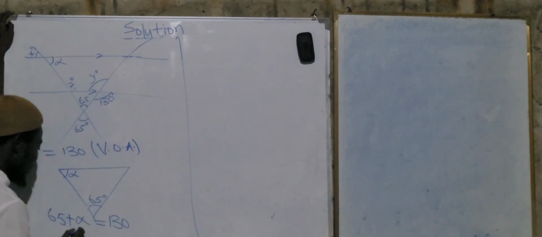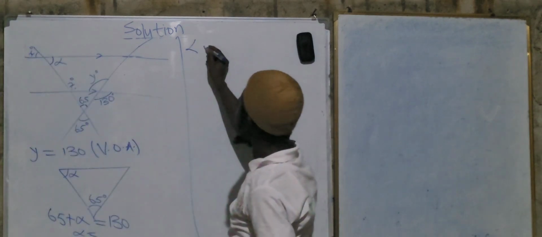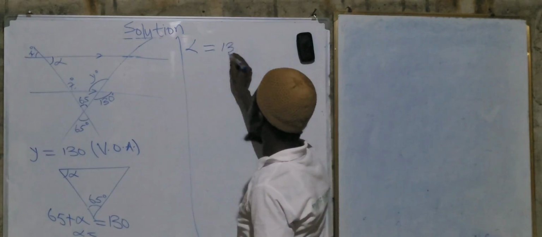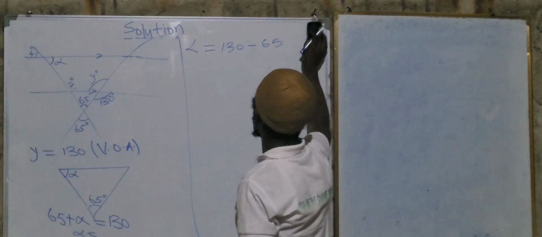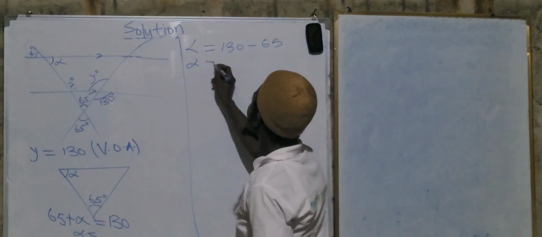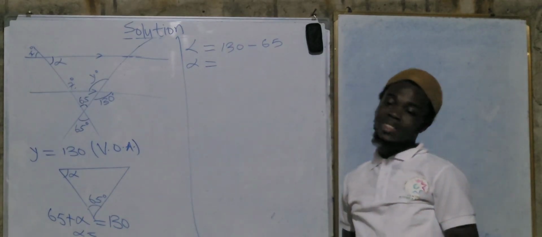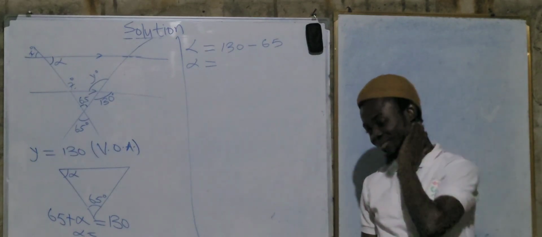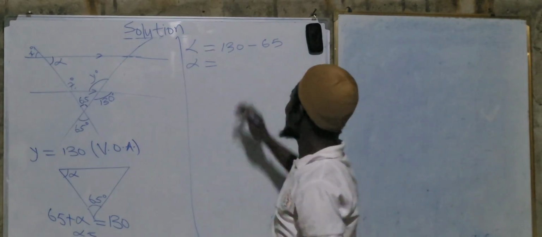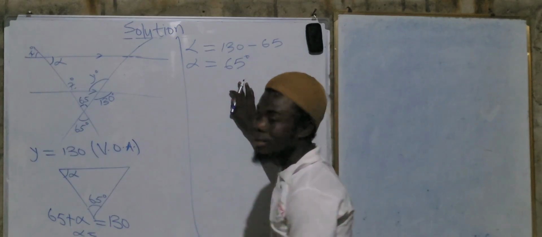So alpha is now equal to 130 minus 65. Punch your calculator. 130 minus 65, what do you have? 65. You have 65 degrees, right? Are you okay here now?